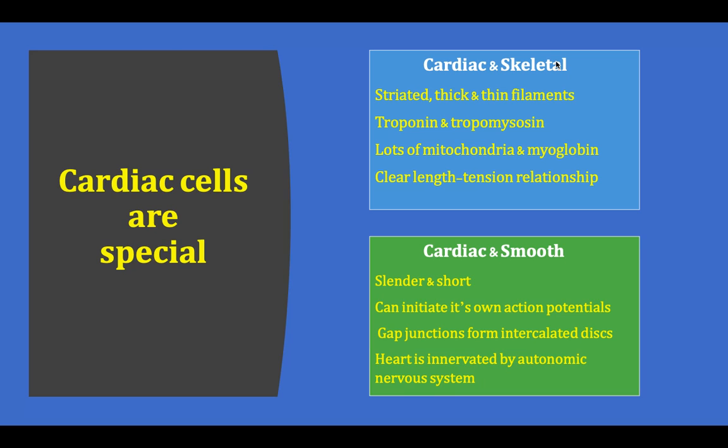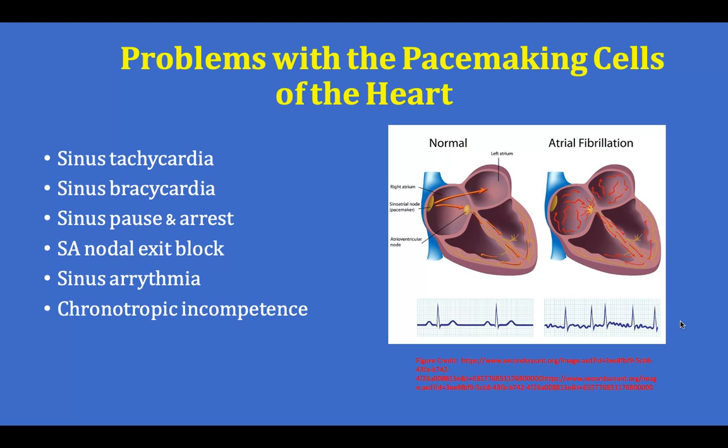And they have mitochondria and lots of myoglobin. And cardiac cells are similar to smooth muscle cells because they're slender and short. They're about 50 to 100 micrometers long. They can initiate their own action potentials, and they have the gap junctions. The heart is innervated by the autonomic nervous system.